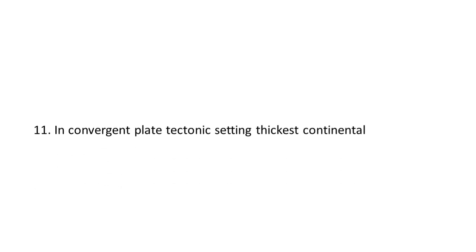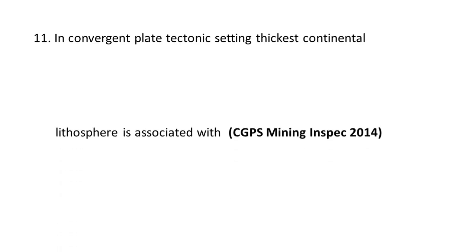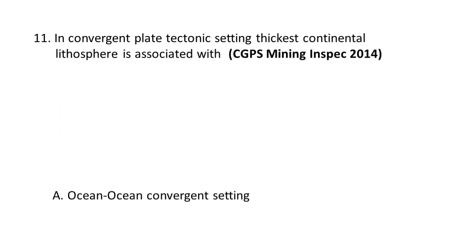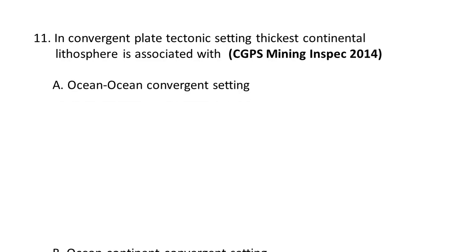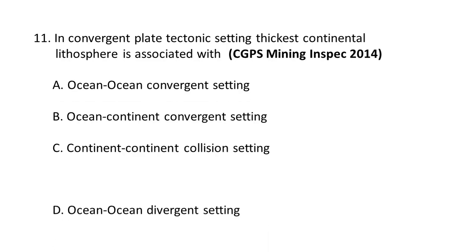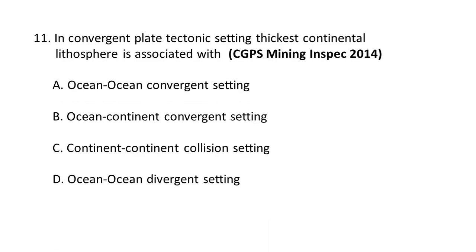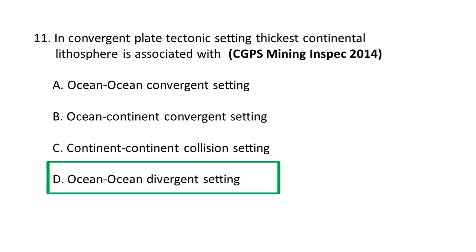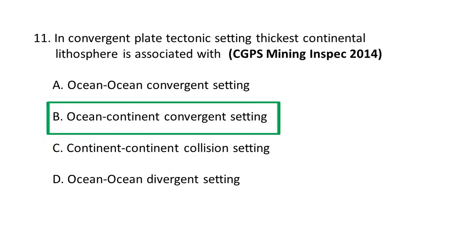Next question. In convergent plate tectonic setting, thickest continental lithosphere is associated with A. Ocean-ocean convergent setting, B. Ocean-continent convergent setting, C. Continent-continent collision setting, D. Ocean-ocean divergent setting. In convergent plate tectonic setting, the thickest continental lithosphere is associated with ocean-continent convergent setting.